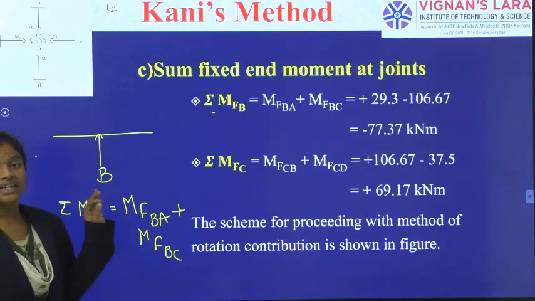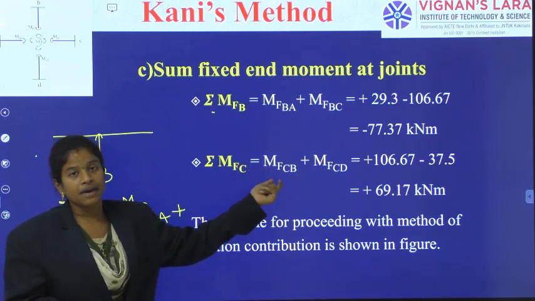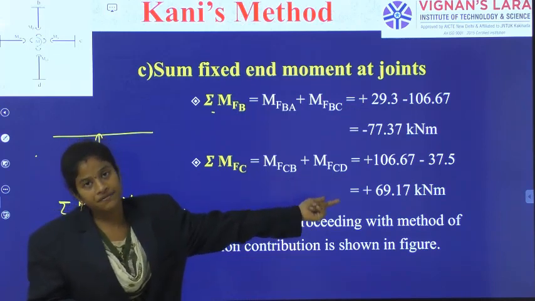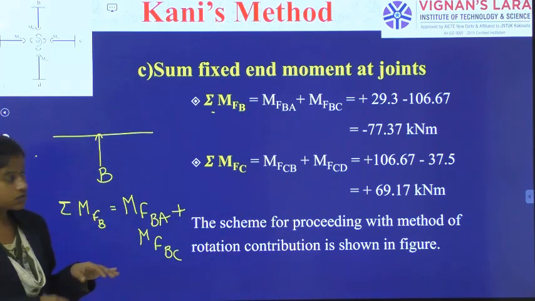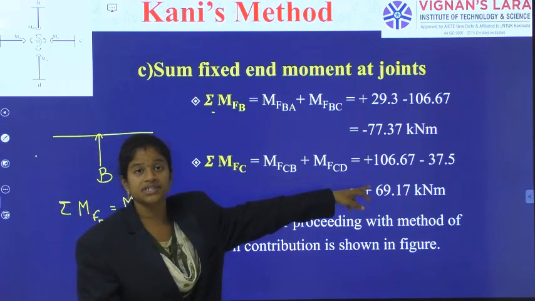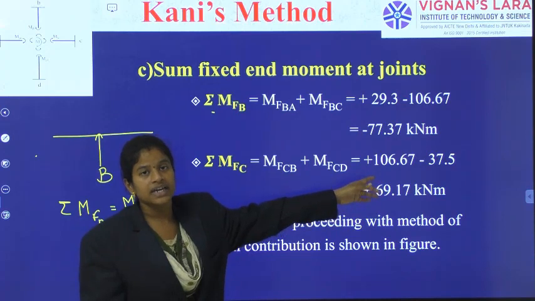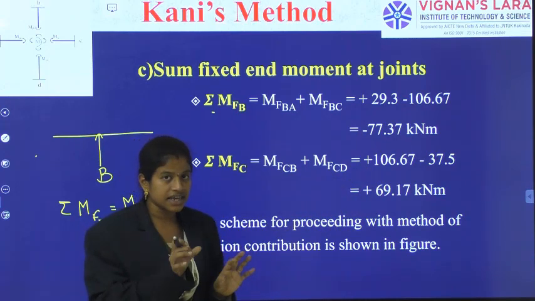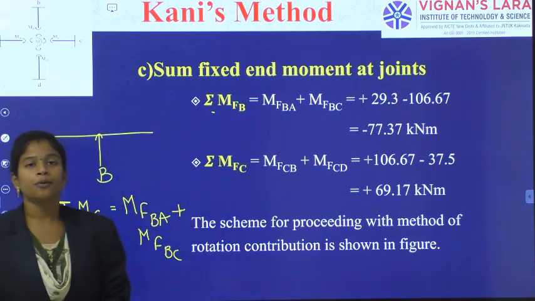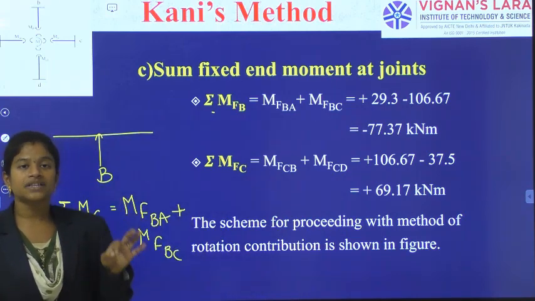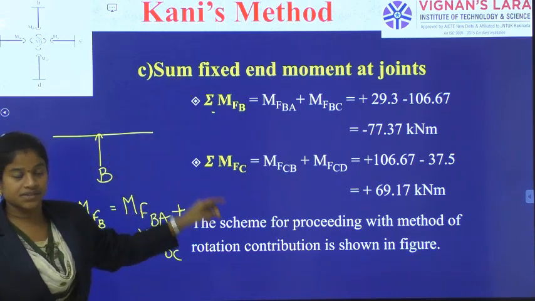Similarly, at joint C, sigma MFC is equal to MFCB plus MFCD. The value of MFCB, with the sign as it is, we have plus 106.67, and MFCD we have got minus 37.5. Summing up these two with the signs as they are, finally I have got plus 69.17 kilonewton meter as the sum of the fixed moments at the joint. Sum of the fixed moment at B, sum of the fixed moment at C.